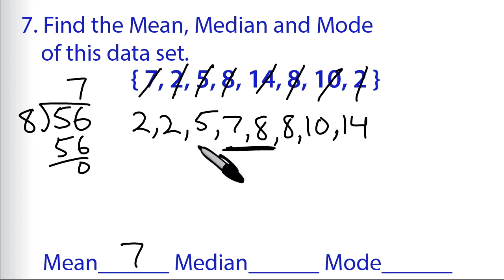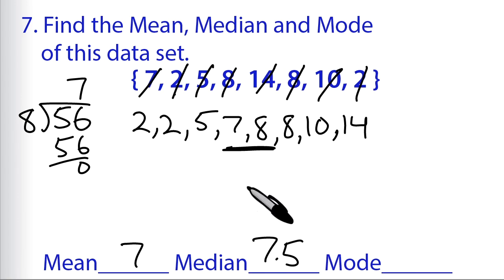Let's double check that. It's 1, 2, 3 on this side, and 1, 2, 3 on that side. Yep. So we need to find the mean of 7 and 8, because we need to find the middle value that would come right between those 2 middle numbers. So 7 plus 8 is 15. 15 divided by 2 is 7.5. So the median for this data set is 7.5.